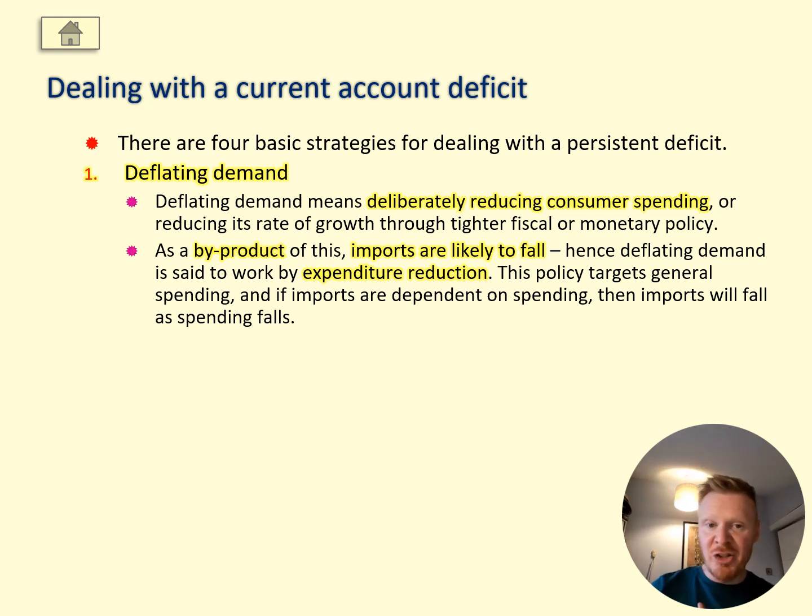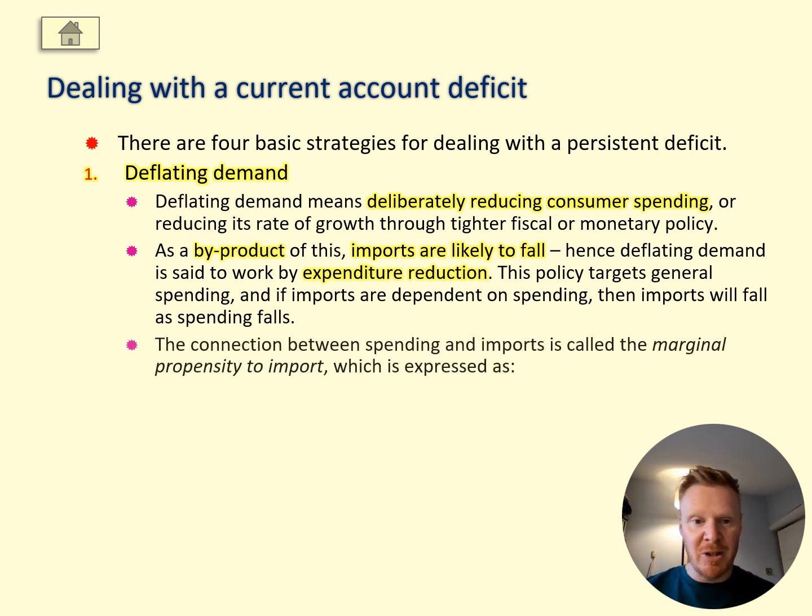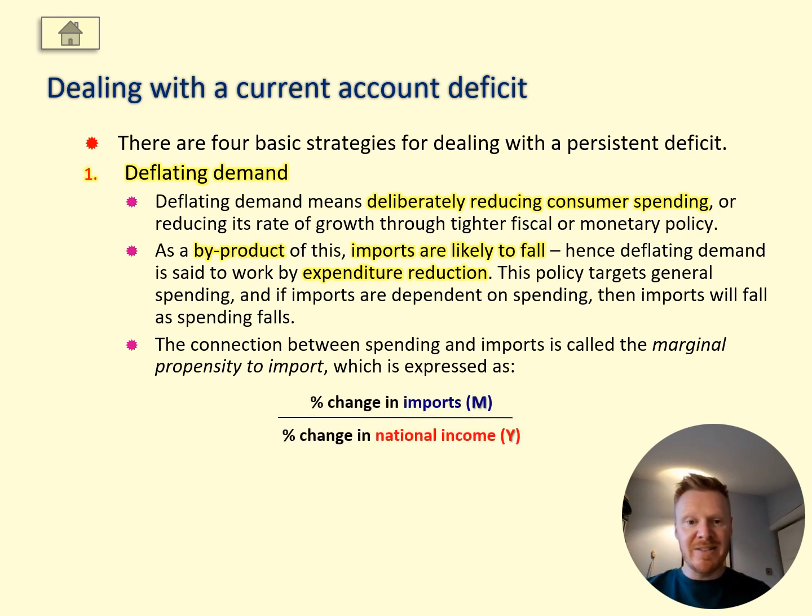This policy targets general spending, and if imports are dependent on spending, then imports will fall as spending falls. But remember, spending is going to fall on everything. So this can be quite damaging. The connection between spending and imports is called the marginal propensity to import, which is expressed as this: the percentage change in imports, M, divided by the percentage change in national income, Y.